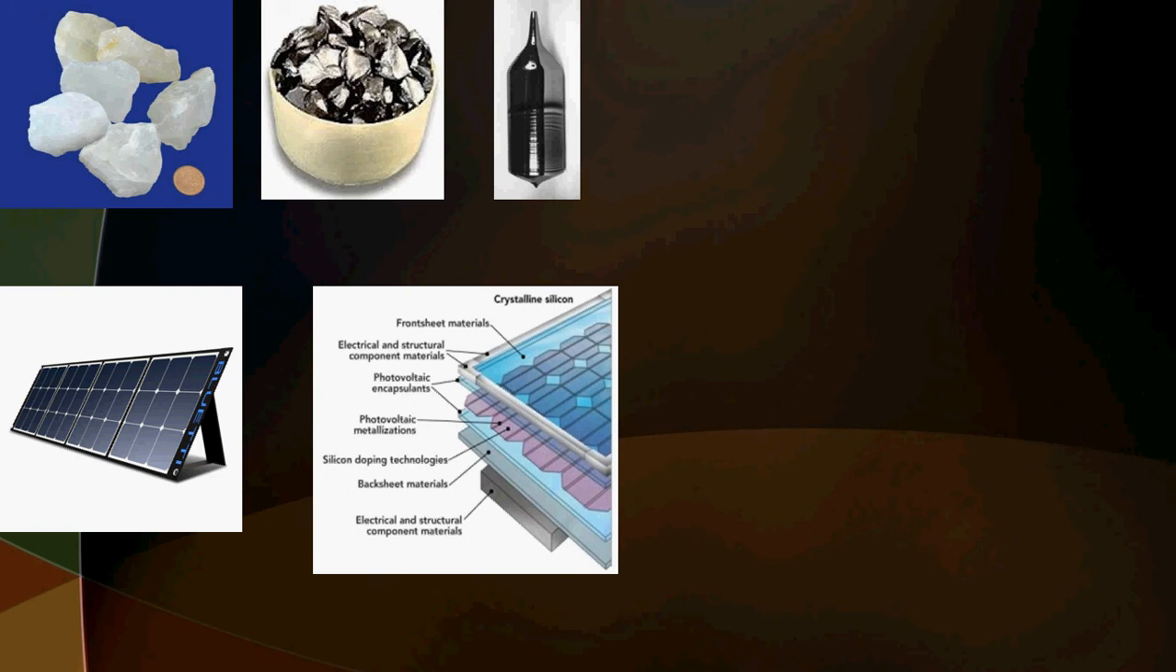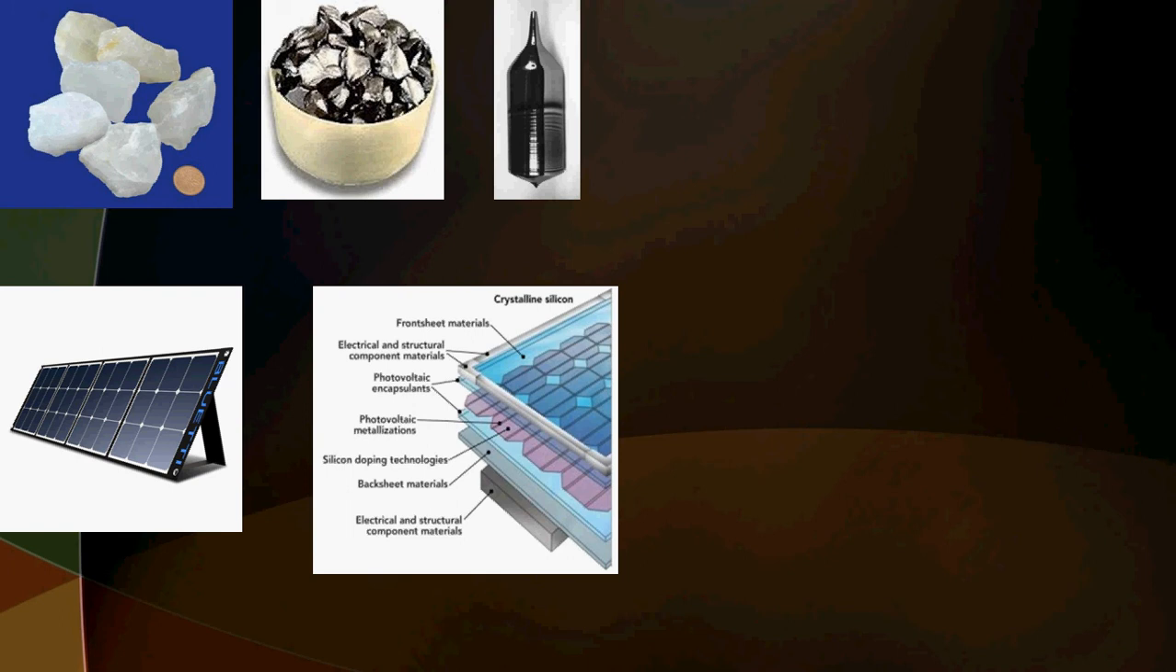This is a reduction process. So we take out oxygen from silica. Silica is SiO2, so we take out O2 and produce silicon, Si. By the way, silicon is a natural element.